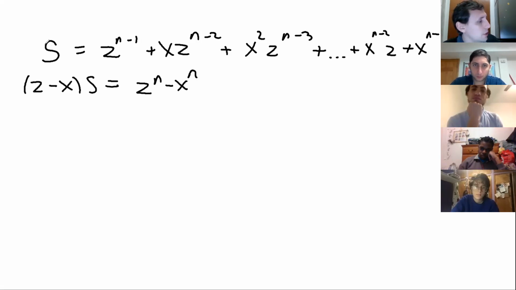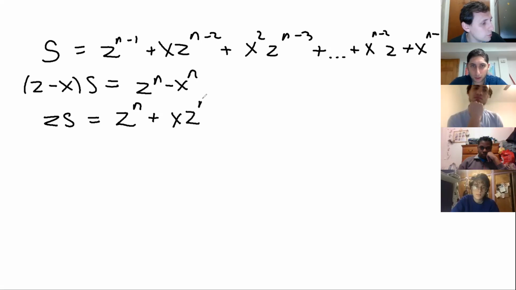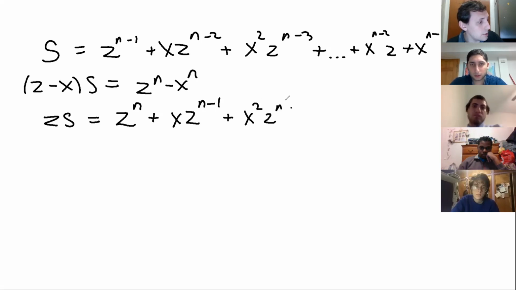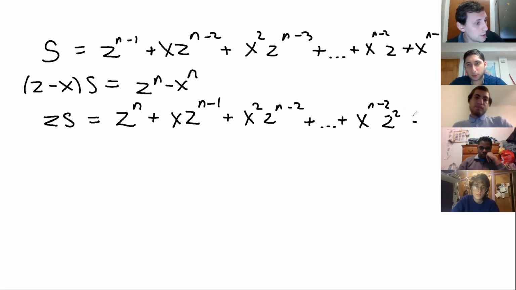What we can do, guys, is I can multiply S by Z. So Z times S, and write the terms carefully, is what? It's Z to the power of n plus X Z to the n minus 1 plus X squared Z to the n minus 2, all the way to X to the n minus 2 Z squared plus X to the n minus 1 Z. You understand? I just multiplied this top line, this S, by Z.